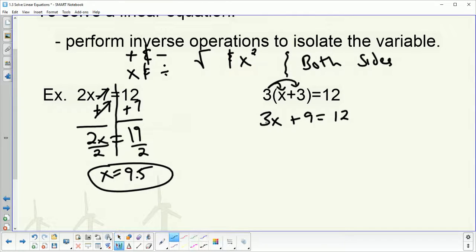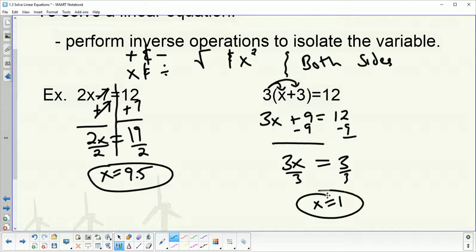And then we do our inverse operations. So subtract 9 from both sides. That'll give us 3x on the left side equals 3. And then dividing both sides by 3, we get that x equals 1. Okay, so there was 2 quick types. We had a 2-step equation and then actually an equation we had to distribute.